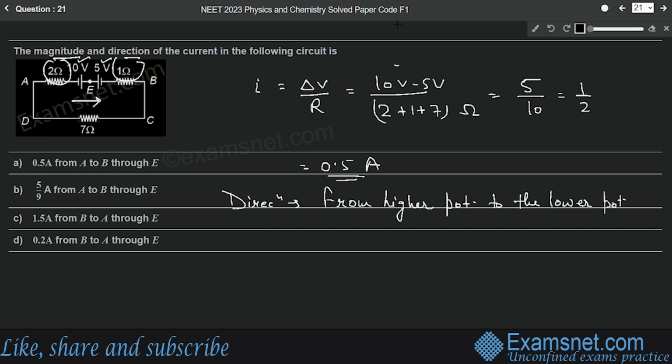In the first option we have 0.5 ampere from A to B through E. Yes, this will be the correct, because A has higher potential than B. So this is correct. And the second option is incorrect, because 5 by 9 is not the amount of current. Third one is also incorrect, and the fourth one is also, only first option is the correct one.